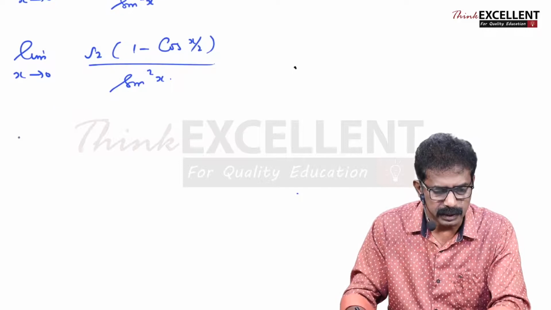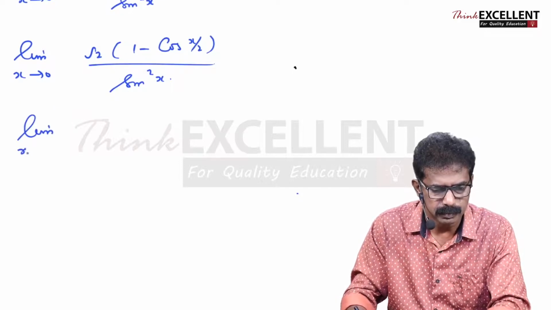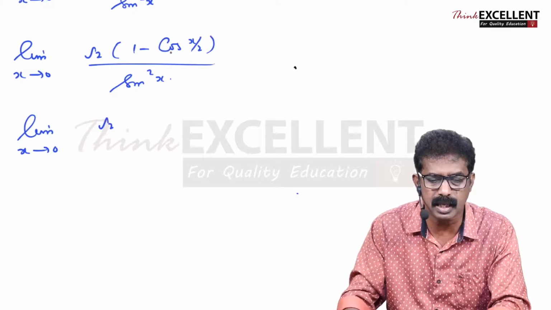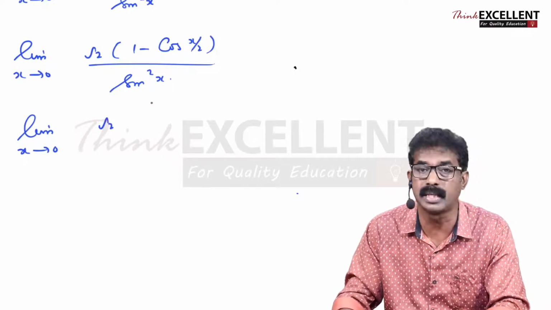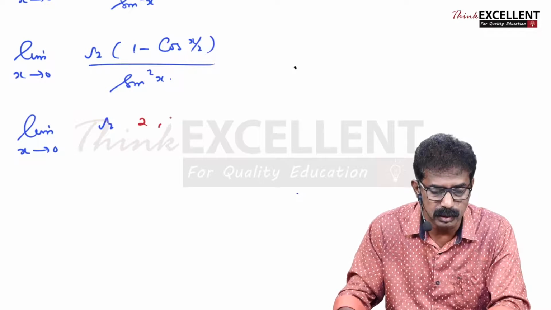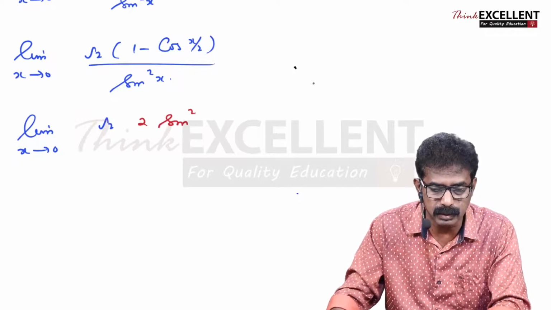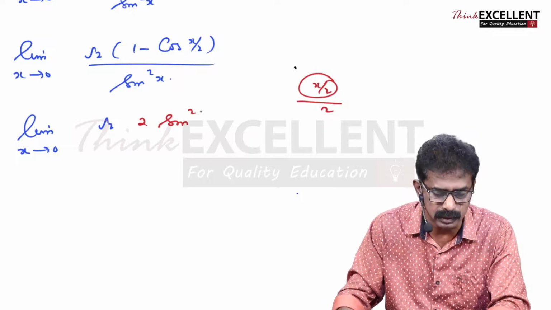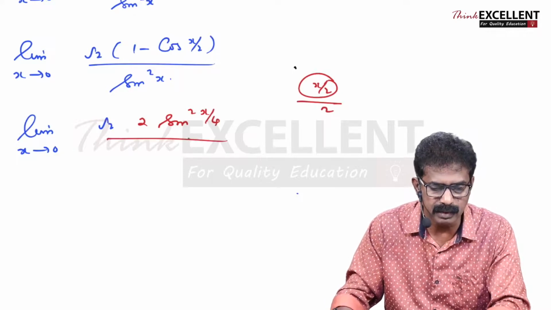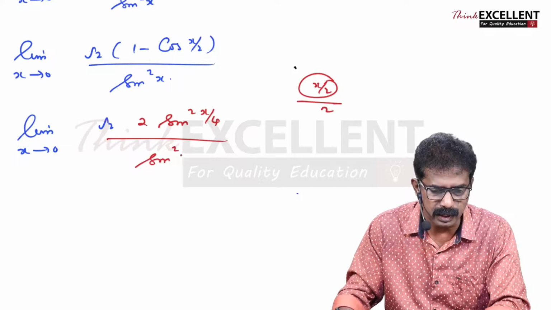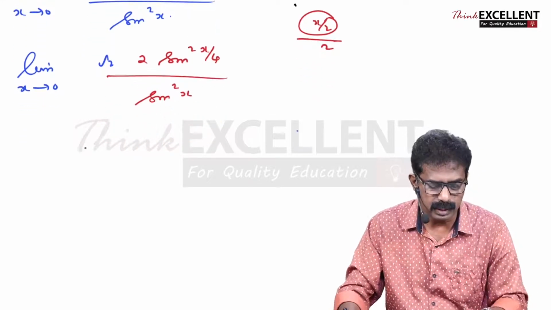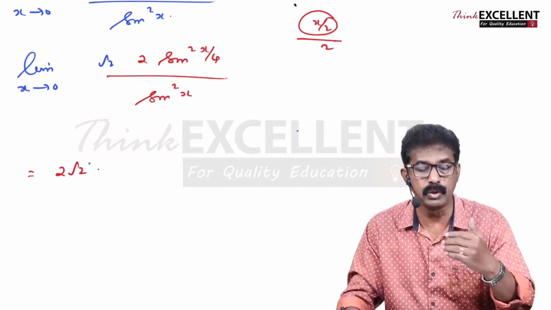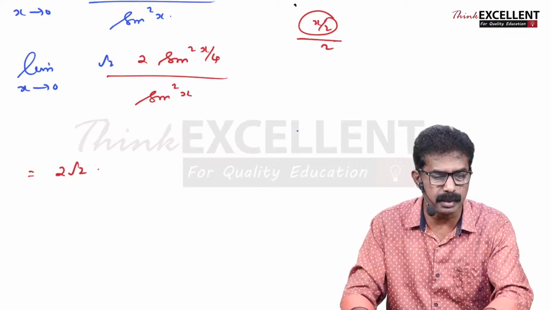So this is limit x tends to 0, root 2 into, once again this is of the type 1 minus cos x. 1 minus cos x is 2 sin square x by 2. So 2 sin square x by 2, whatever you have, here it is x by 2, so 2 into 2 becomes 4, sin square x by 4, divided by sin square x. Okay, now that 2 root 2 you take outside. 2 root 2 is a constant. Now for the numerator give a separate limit, for the denominator give a separate limit.